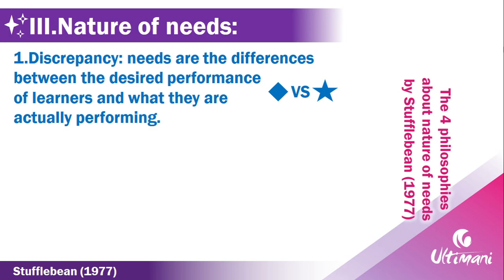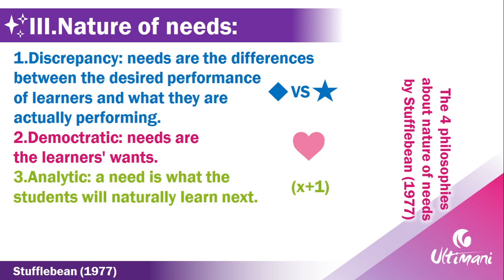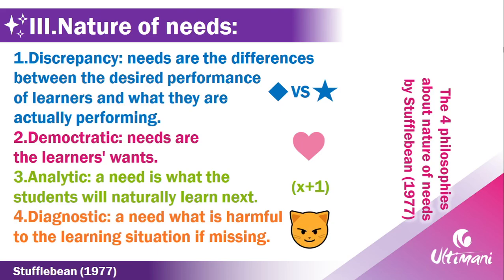The second philosophy is the democratic philosophy. It describes needs as the learner's wants, simply. And the third one is the analytic philosophy, and it describes a need as what the students will naturally learn next. So if they have an information X, the next information will be X plus 1, an information plus another small information.